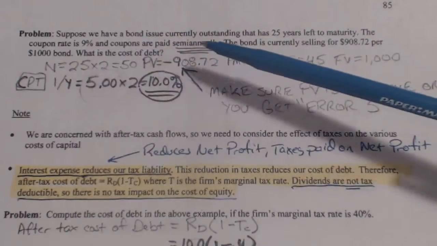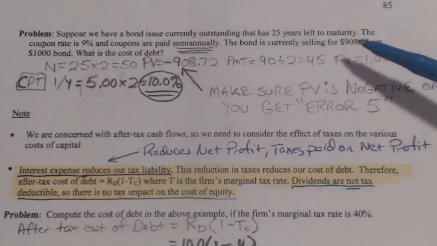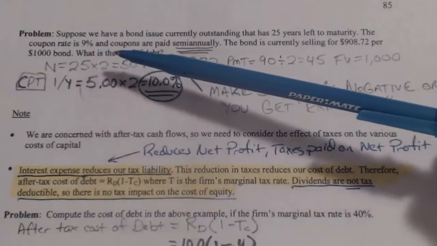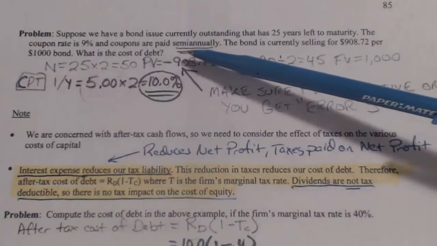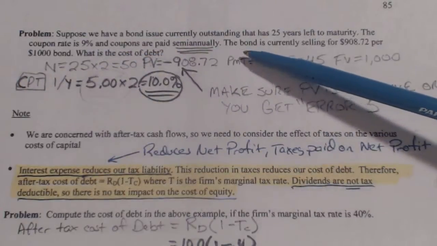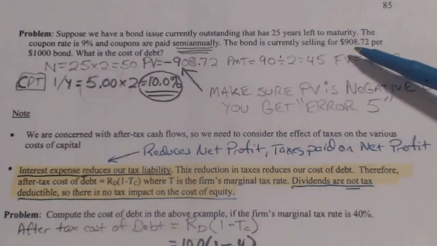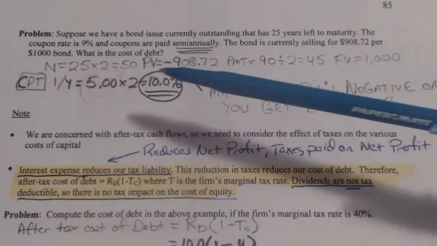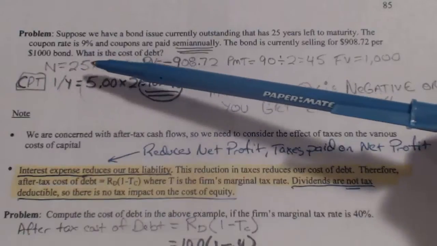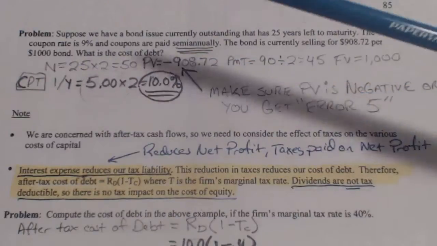Suppose we have a bond issue currently outstanding that has 25 years left to maturity. The coupon rate is 9% and the coupons are paid semi-annually. The bond is currently selling for $908.72 per $1,000 bond. What is the cost of debt?